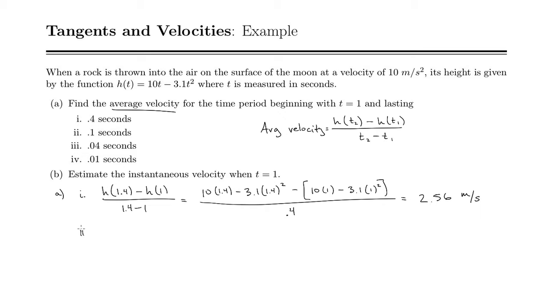And we'll do the same thing for the others. So here we'll be doing h of 1.1, because again our time period starts with 1 and lasts 0.1 seconds. So at the end of our interval we're at 1.1, and then minus h of 1 over 1.1 minus 1. So that's 10 times 1.1 minus 3.1 times 1.1 squared minus, and then this is actually the same thing every single time because it's always going to be h of 1. So that's just going to be 6.9 every time. And then over 1.1 minus 1, which is 0.1.